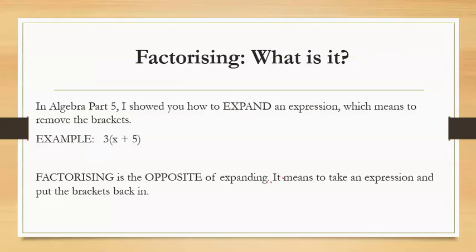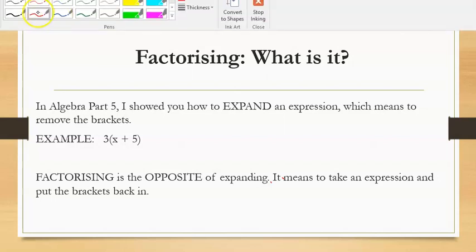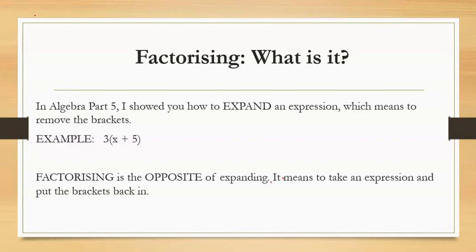So what is factorising? In Algebra Part 5, I showed you how to expand an expression, which means to remove the brackets. I'll quickly go through this example. We've got 3 bracket x, add 5. You use the distributive law and multiply the 3 with the x first of all to give you 3x, and then you multiply the 3 with the positive 5. 3 times 5 is 15, to give you 3x, add 15. Factorising is the opposite of expanding. It means to take an expression like 3x plus 15 and put the brackets back in.